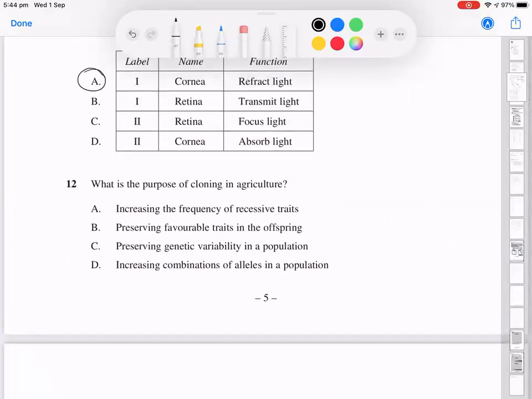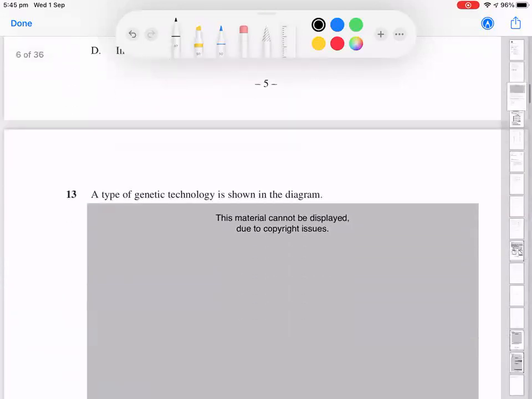It's not going to preserve favorable traits in offspring. Oh, yes, it will. So for question 12, option B is correct. And the reason for that is it's going to be just trying to keep those same favorable traits in future generations. This isn't going to preserve any genetic variability, and it's not going to increase the combination of alleles in a population.